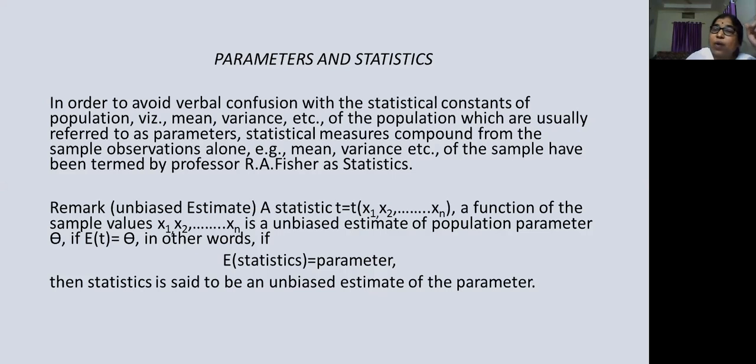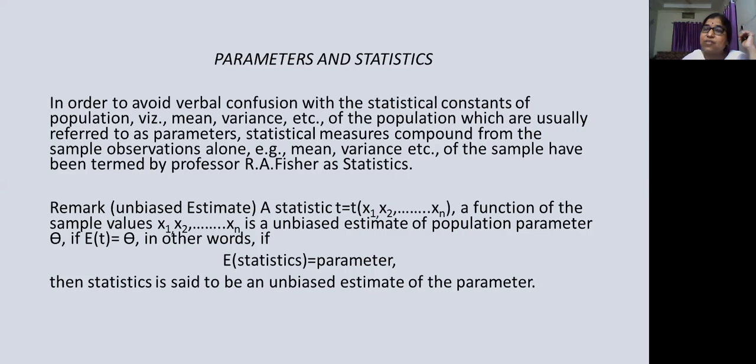Here, in order to avoid verbal confusion with the statistical constants, the population constants, that is, mean, variance, etc. of the population, are referred to as parameters. Statistical measures computed from the sample observations alone, for example mean, variance, etc. of the samples, have been termed by Professor R.A. Fisher as statistics.